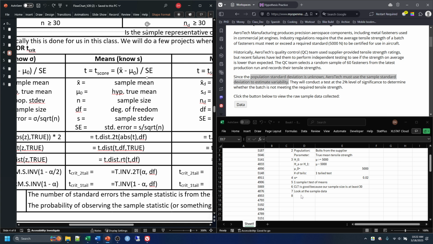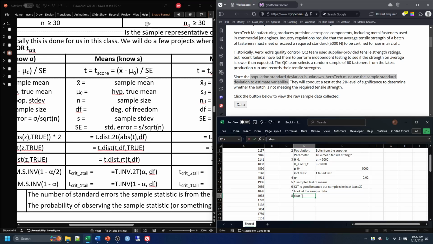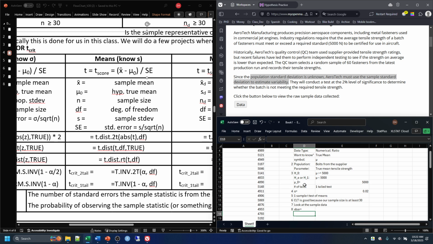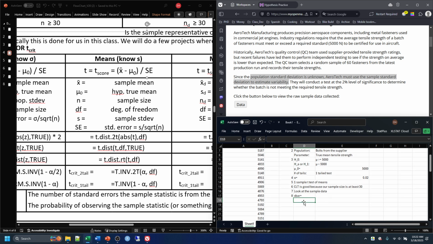First thing that we need to know is, I'm just going to label a few things. We need to know x bar, we need to know mu naught, and we've already got mu naught established up there. But I'll write it one more time. We'll do mu sub 0 equals, we need to know our sample size. Oops, let me pull that over.